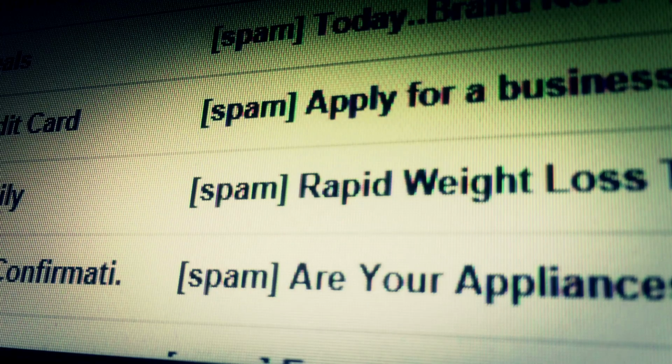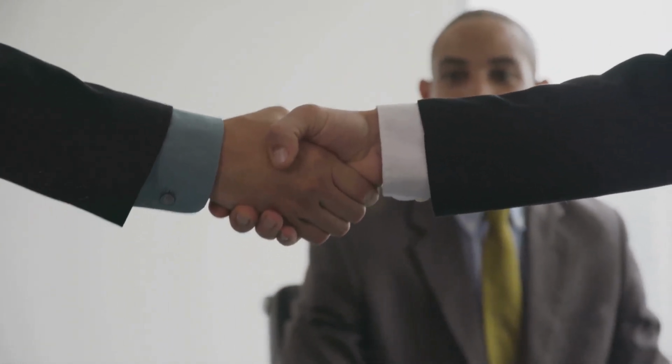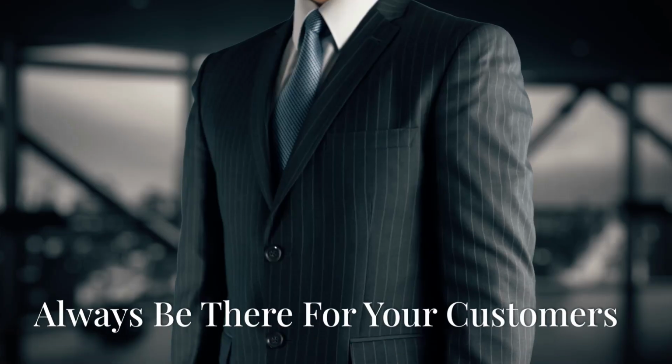No more generic blasts that end up in the spam folder. We're talking about crafting emails that speak directly to your customers' needs, their interests, their pain points. This is how you build relationships, establish trust, and ultimately drive conversions.